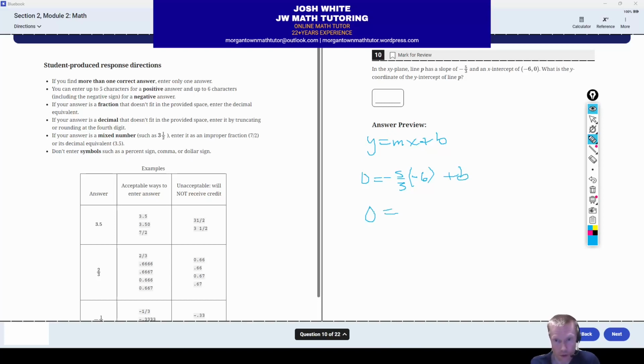So 0 equals, now this, 3 goes into 6 2 times. The two negatives are going to cancel. It's going to be 10 plus b. b equals -10. Okay, so the correct answer for this is just going to be -10. But again, this problem can be solved in Desmos.